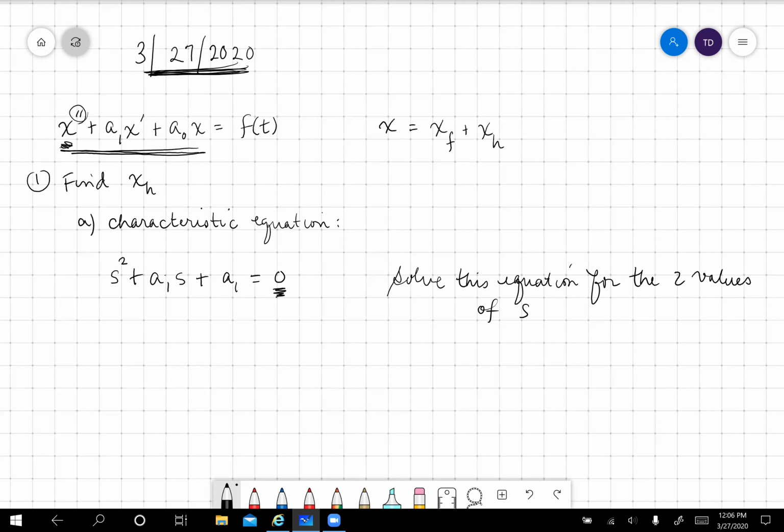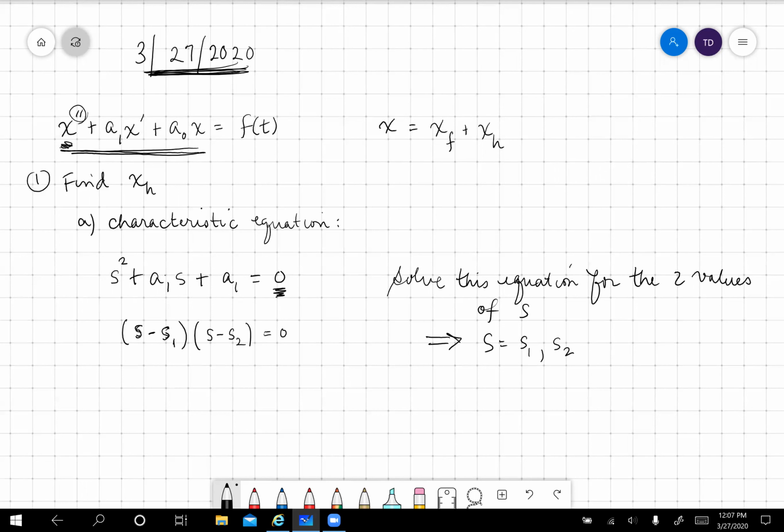Okay, so we solve for the two values of S. And so the two values of S are determined by factoring this. S plus, and then I'm just going to call it S1. Actually, let me use a minus here rather than a plus. So S minus S1, S minus S2 is equal to 0. We can factor it that way. So therefore, the solutions are S is equal to S1 and S2. When S is equal to S1, it's 0. When S is equal to S2, it's 0.